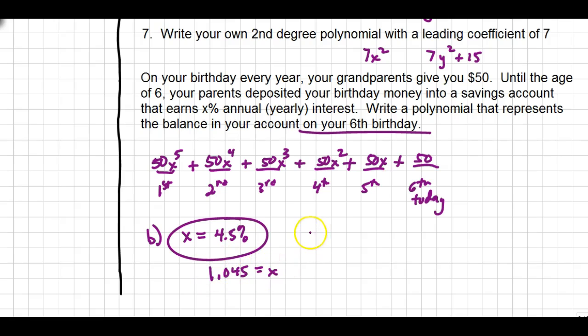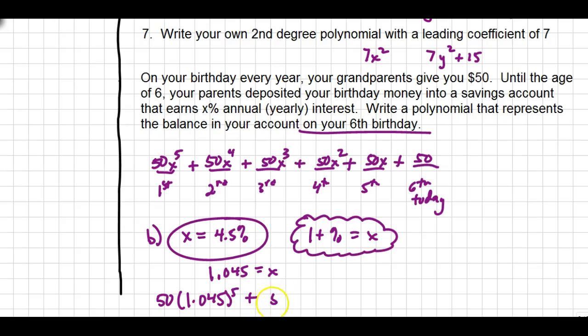So it's always important when you're doing problems like this, you do 1 plus the percentage to find what the x is. So keep that in mind, that it's always 1 plus the percent to find the actual balance in the account. So then you would be able to type in on your calculator 50, and then you do 1.045 to the fifth, plus the next $50 times 1.045 to the fourth, and so on. And you'd be able to determine the amount in your account.